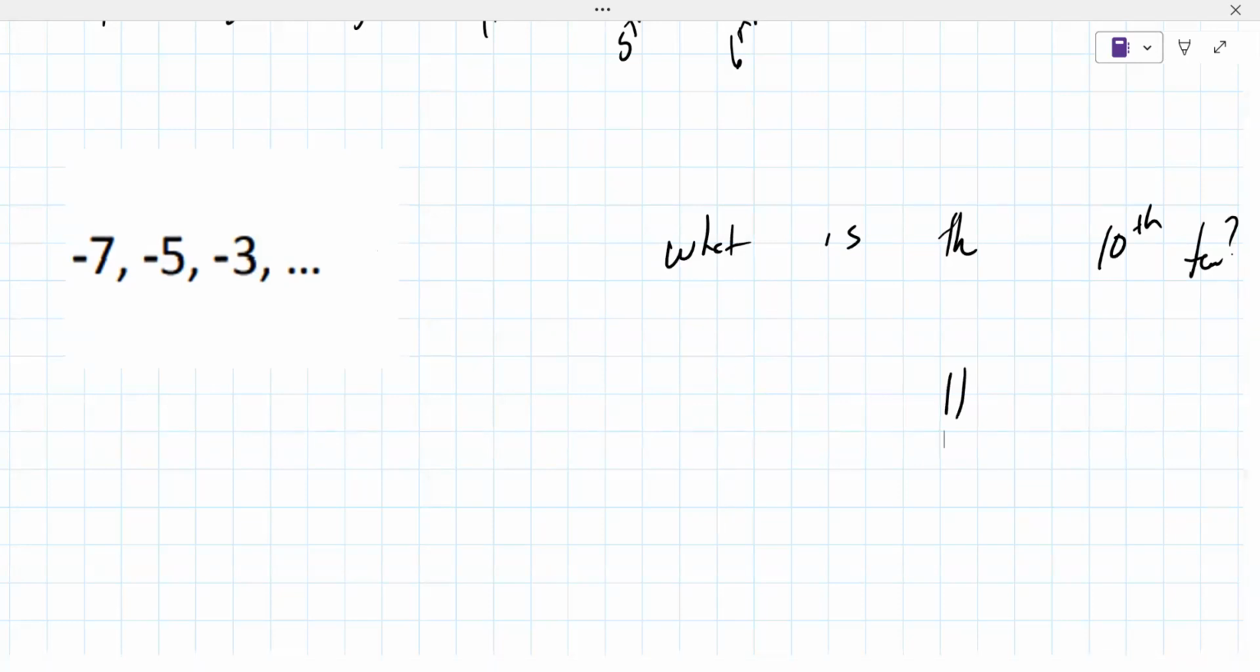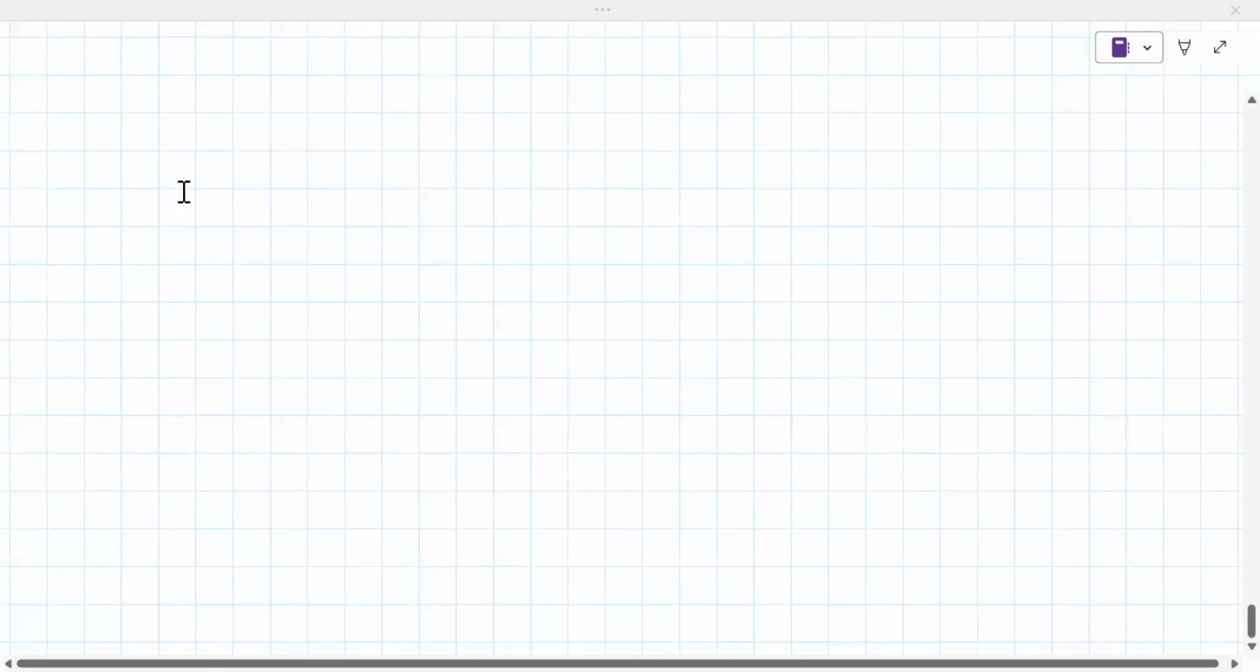All right. Now you might be wondering, well, how is it that Matthew knew the answer to that? Well, there's a way to write the formula for these. Okay, so let me show you that now. So sometimes they give you the formula.